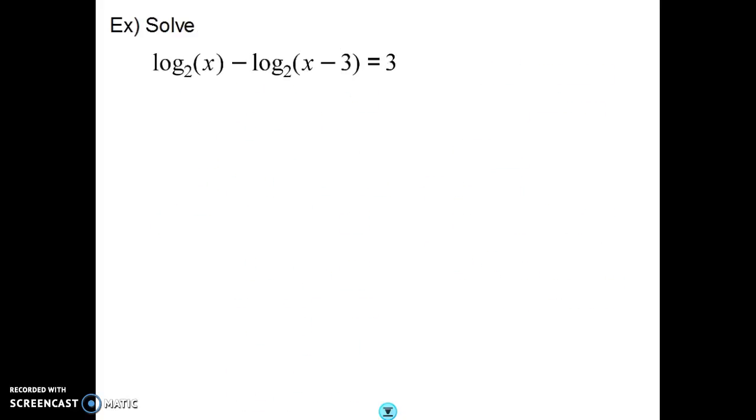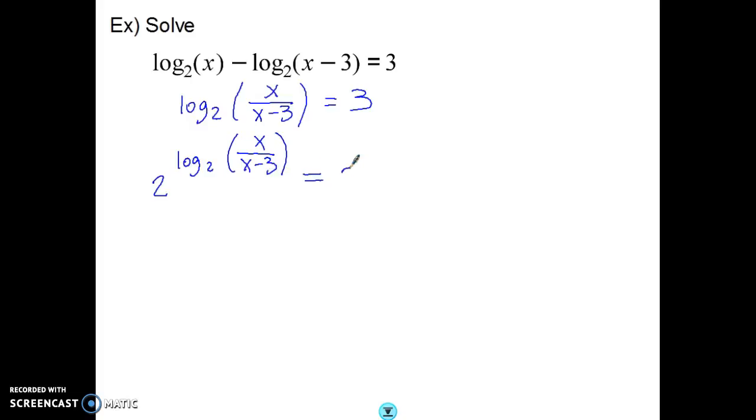Second example. Again, step 1, we have to condense the logs. So we turn this into log base 2 of x over x minus 3. We have to use the quotient property this time, it's the subtraction in the middle, equals 3. Now we exponentiate with a base of 2 this time. So 2 to the log base 2 of x over x minus 3 equals 2 raised to the third. 2 and log base 2 cancel out, leaving us with x over x minus 3 equals 2 cubed is 8.